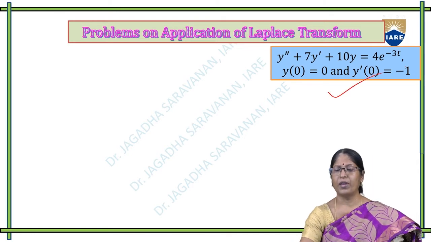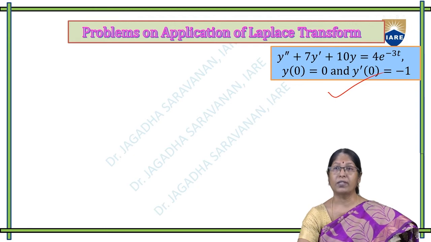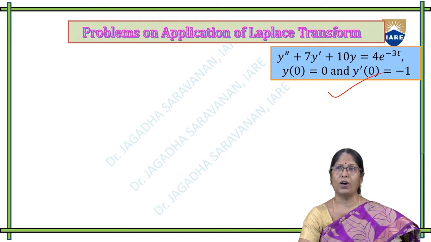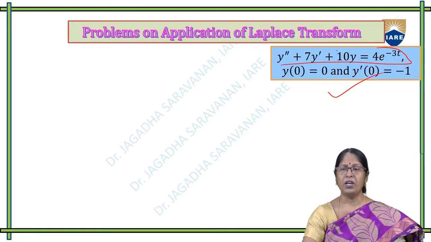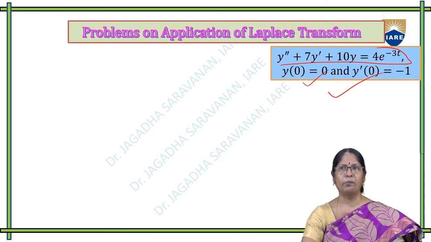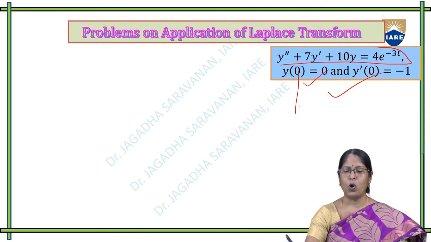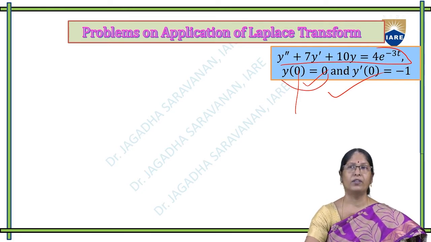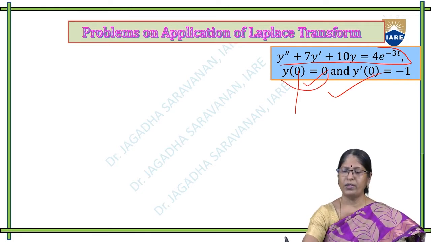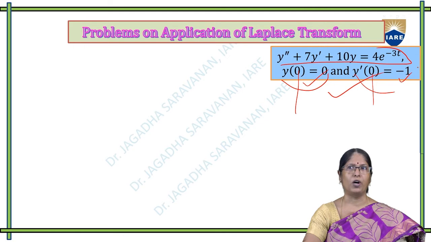This is the problem we have taken. We have to solve y double dash plus 7y dash plus 10y equal to 4 e power minus 3t, with y of 0 equal to 0. The meaning is, at the point when x equal to 0, the value of y is 0. At the point x equal to 0, the first derivative of y, the value is minus 1.